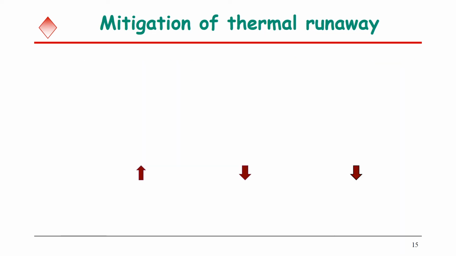Okay, now the thermal runaway has happened. Because of the thermal runaway, the transistor seems to be unstable, but we want a stabilized transistor. What are the ways to avoid thermal runaway? This is referred to as mitigation of thermal runaway.